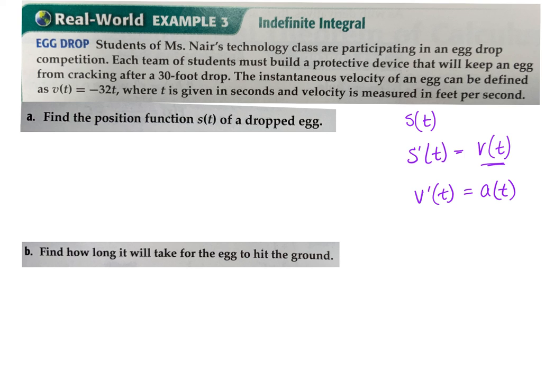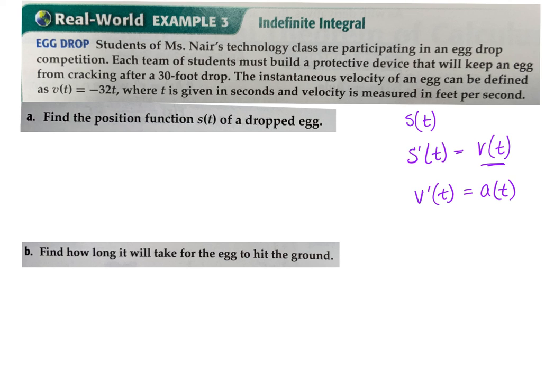So it says students of Miss Nair's technology class are participating in an egg drop competition. Each team of students must build a protective device that will keep an egg from cracking after a 30-foot drop. The instantaneous velocity of an egg can be defined as v of t equals negative 32t, where t is given in seconds and velocity is measured in feet per second. So find the position function of the egg.